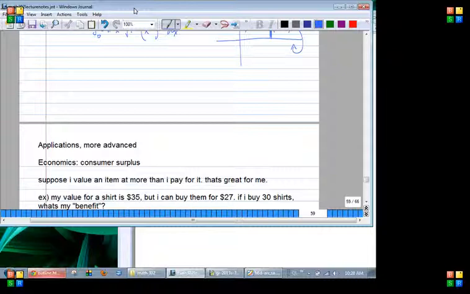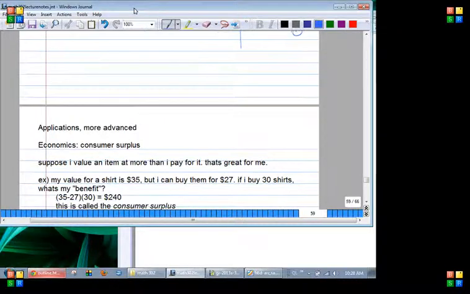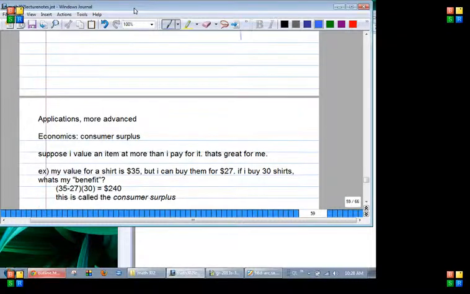Is it 90? Is it 8 times 30? Right. $8 per shirt. So the quote-unquote benefit on each shirt is $8. You get 30 shirts, so the benefit is $240. So this is called the consumer surplus. So that's the basic idea of consumer surplus. Pretty straightforward.